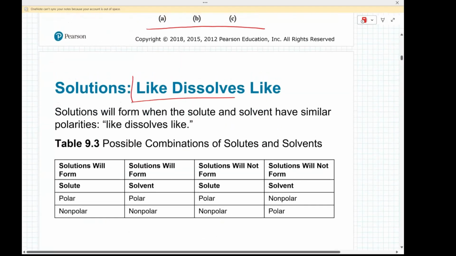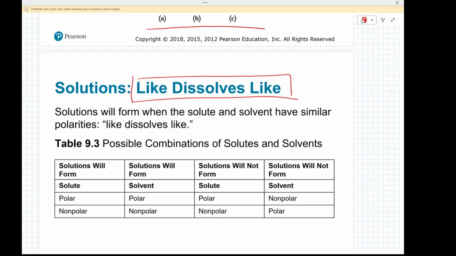This is one of the most important things. Substances with the same polarity: polar will dissolve polar, nonpolar will dissolve nonpolar. Am I making sense? Good.